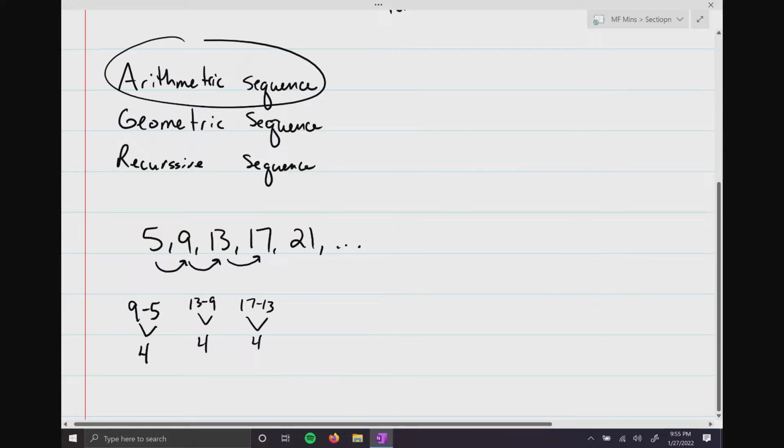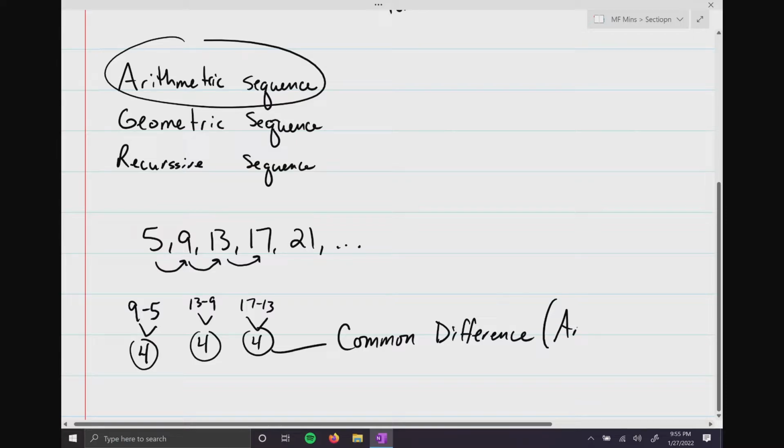So because within this sequence, we have this common number of 4 popping up, we call that number 4 the common difference. All right? And whenever a sequence has a common difference, we call it an arithmetic sequence. That's how you know it's arithmetic. It's because it has a common difference.